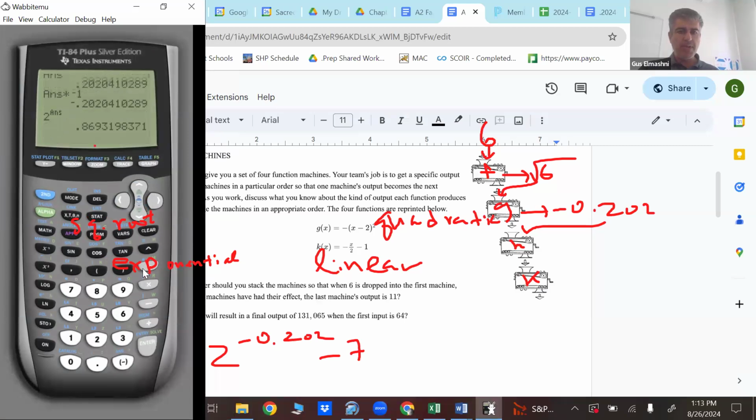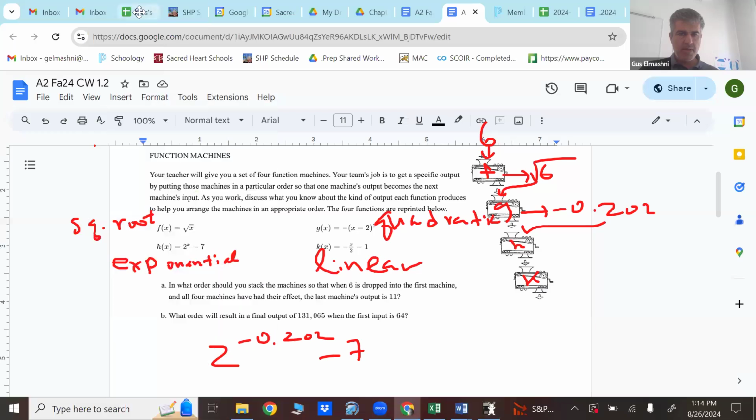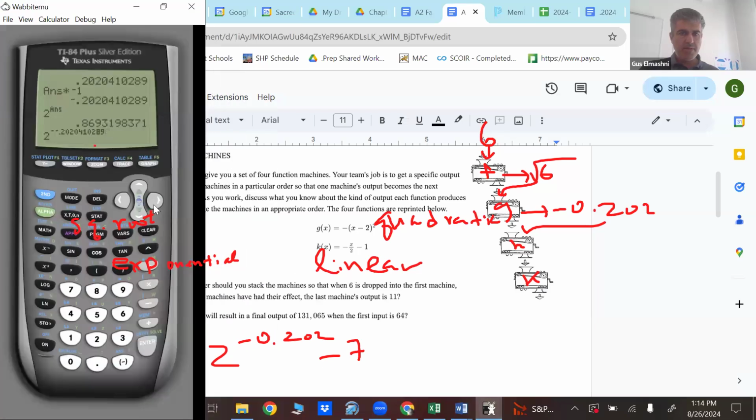Sorry, let me repeat that. 2 raised to negative. Just try it one more time. Is that right? Yep. Hold on. Minus 7. Yeah, I get negative 5.85. So I know this is not going to work. And then I got to throw that into the next one. Yeah, we'll say 5.